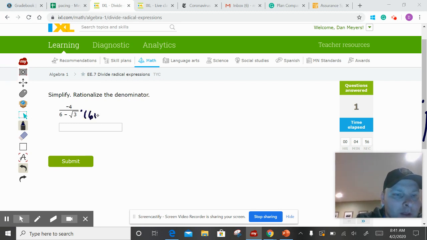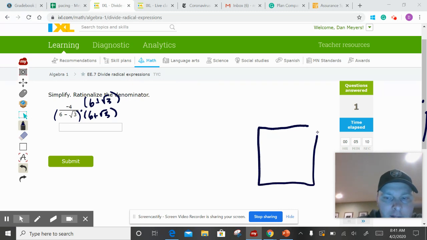So that's going to be 6 plus root 3. And make sure you do it to the top and the bottom both. And when you do this, 6 plus root 3 times 6 minus root 3, I'll draw this one out one more time, a 2 by 2 grid. And maybe the next one we'll do in our head here.